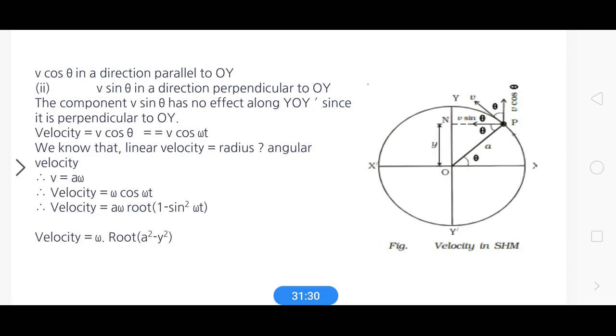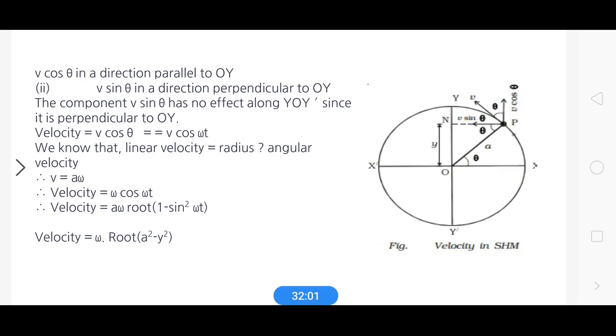Here, the particle is revolving in the circular path, but the foot of the perpendicular is making the oscillation along the vertical diameter. So the foot of the perpendicular is making simple harmonic motion. What is the path of the particle in SHM? It is along the y direction.